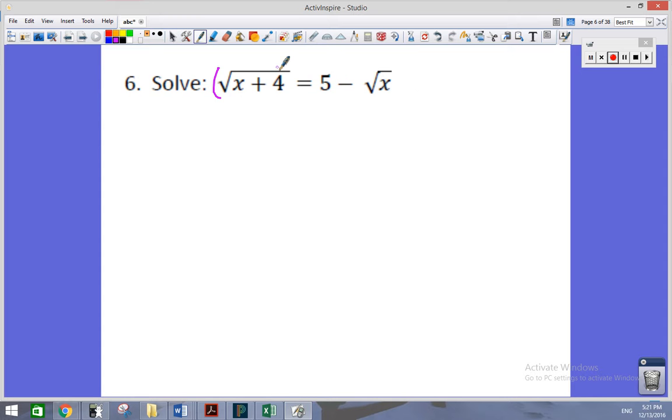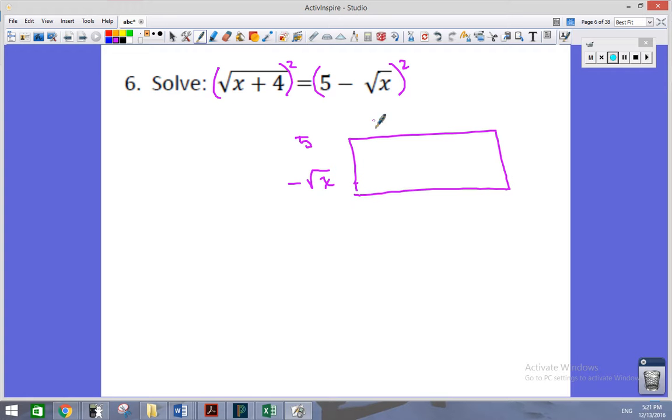So let's do that. On the left-hand side, we square it. On the right-hand side, we square it. When you square a radical, that goes away. When you square this binomial on the right-hand side, you're probably not used to squaring the radicals. I suggest you do it in the form of a table, that you have 5 minus radical x times itself. So we've got a 5 minus radical x.